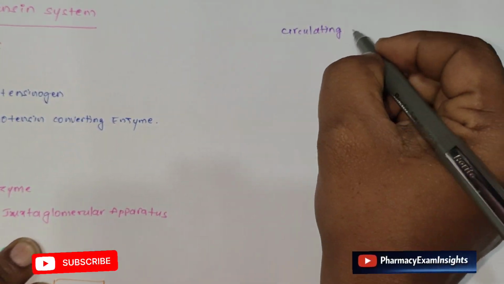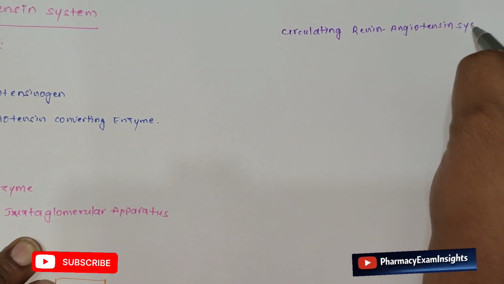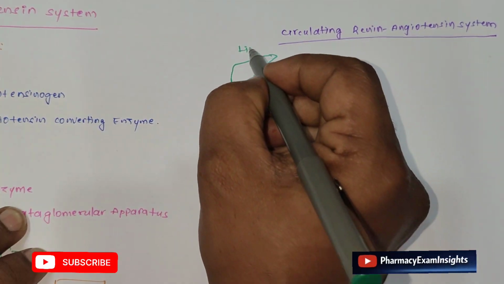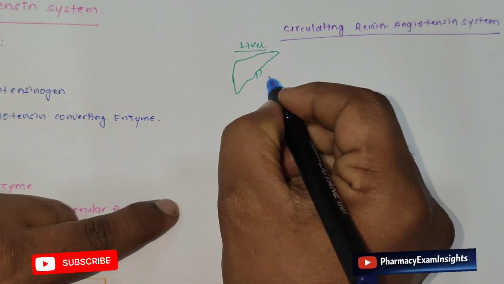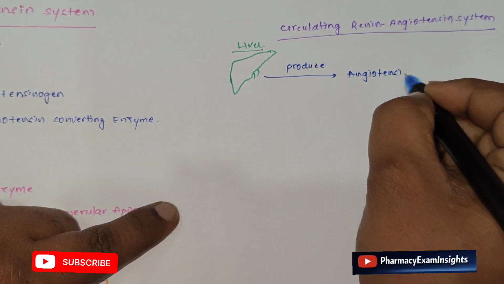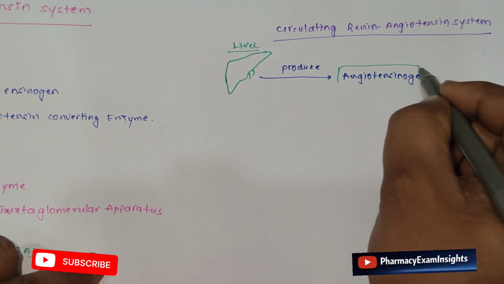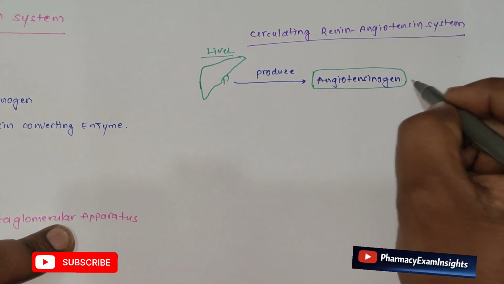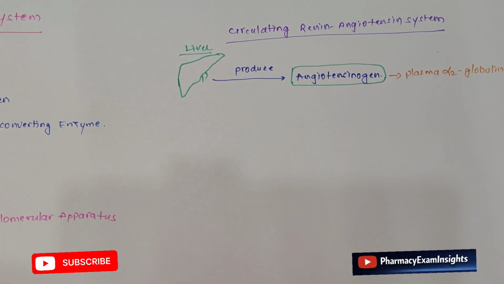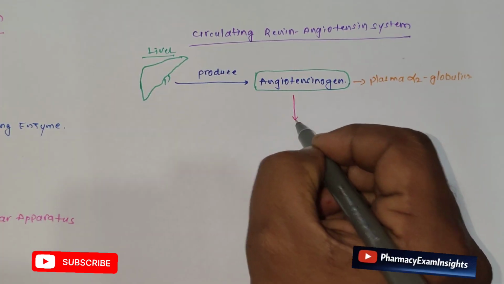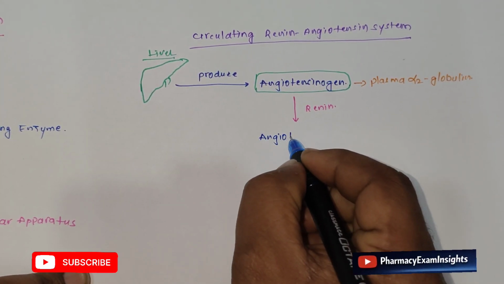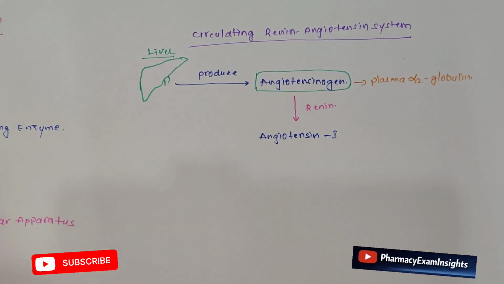Let's discuss the types of renin angiotensin systems. The first one is the circulating renin angiotensin system. The liver produces angiotensinogen, our second main character of this topic. This is a plasma alpha 2 globulin. As renin is a proteolytic enzyme, it will convert angiotensinogen into angiotensin 1. Angiotensin 1 is a decapeptide.